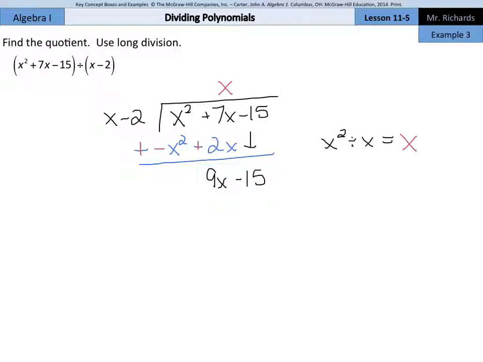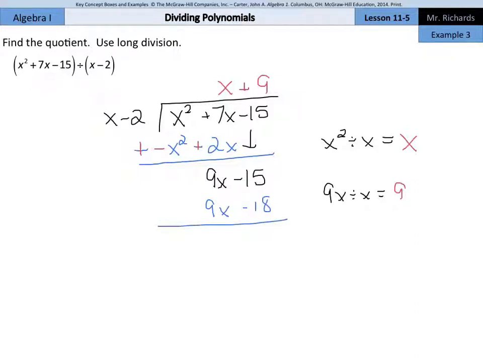And again, we're going to look. 9x divided by x is what? So 9x divided by x simply equals 9. And so we'll put in a plus 9 here, and we'll look to multiply. 9 times x is 9x. 9 times negative 2 is minus 18.